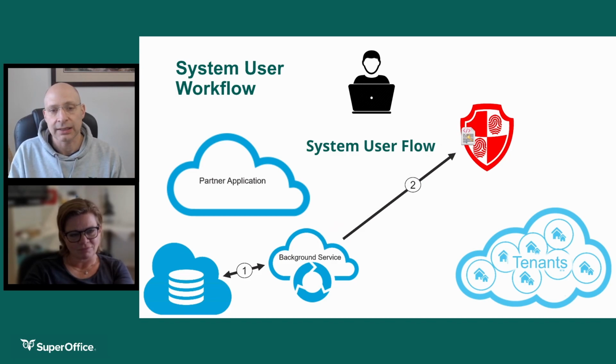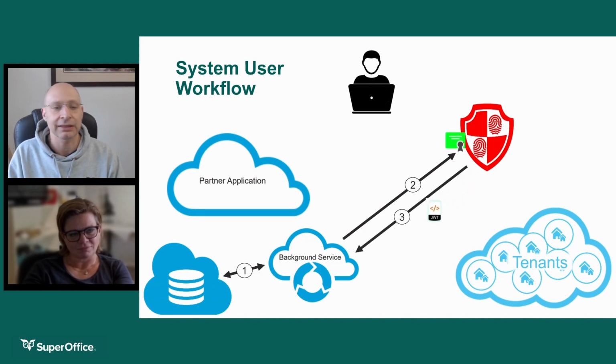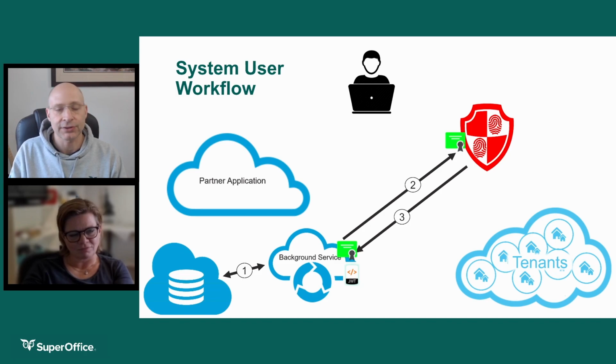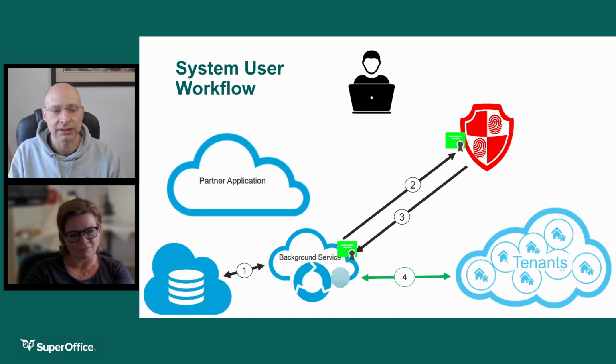We'll sign it and send it off. SuperOffice will validate it. When it's validated, it will return a JWT, which the background service will then validate. Once it's validated, the background service can extract that ticket claim and then use that claim towards the tenant web services again.